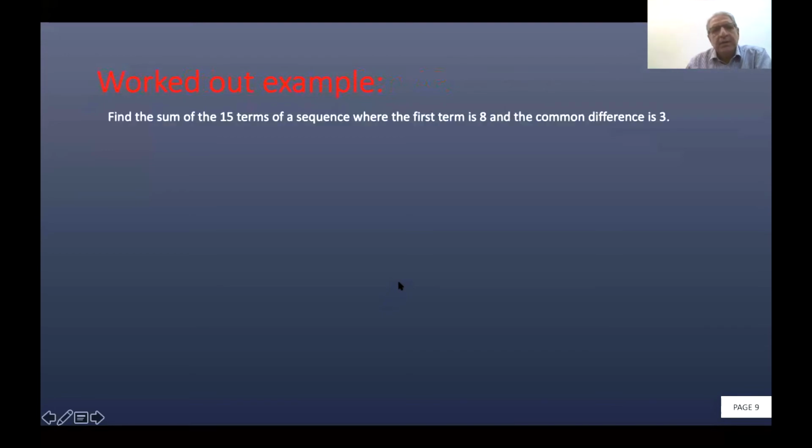Okay, see one of the examples. Find the sum of the 15 terms of a sequence where the first term is 8 and the common difference is 3. This is very simple because it's straightforward. We know that Sn is equal to n over 2 times 2a plus n minus 1 d. Now, n has been given to us as 15. Therefore, just substitute 15 here.